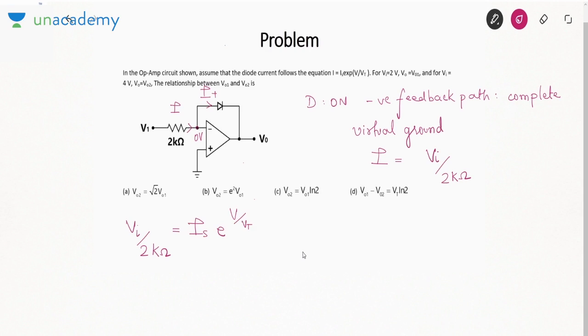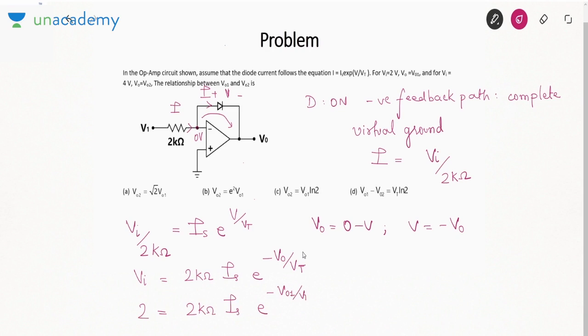Now V is the diode voltage. If you apply KVL, you can say that V0 is 0 minus V, or V is minus V0. So Vi equals 2 kilo ohm into Is e to the power minus V0 by Vt. Now, if Vi is 2 volt, V0 is V01. And if Vi is 4 volt, V0 is V02.